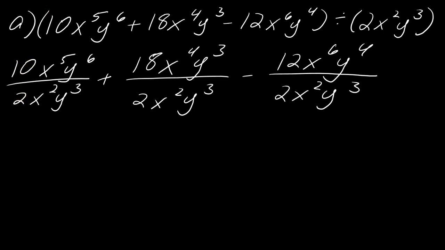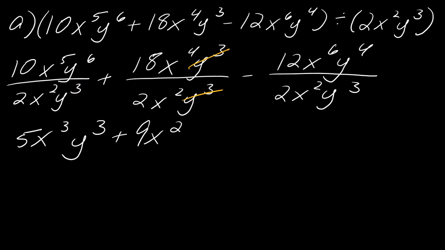So 10 divided by 2 is 5. And then we just subtract the exponents. For the x's, 5 minus 2 leaves me with x to the 3rd. And for the y's, 6 minus 3 leaves me also with y to the 3rd. And then 18 divided by 2 is 9. X to the 4th minus 2 is 2. And for these, the y thirds just cancel out entirely, so I can just leave those be. And then this will be minus 6, x to the 4th, and y. So we've got x to the 6 over 6 minus 2 will be 4, and then 4 minus 3 is 1. So that is going to be the first one.